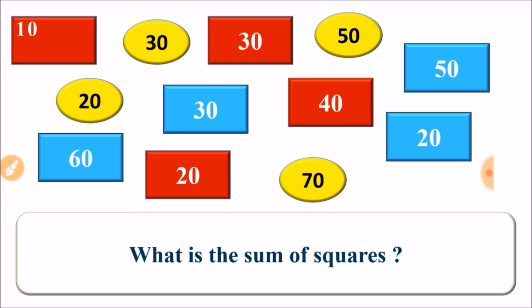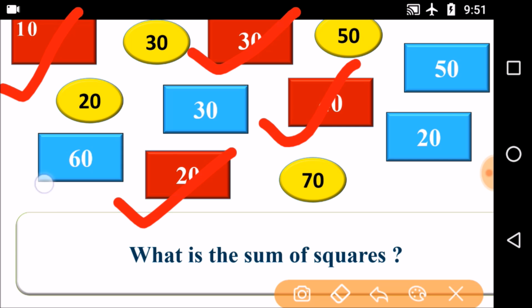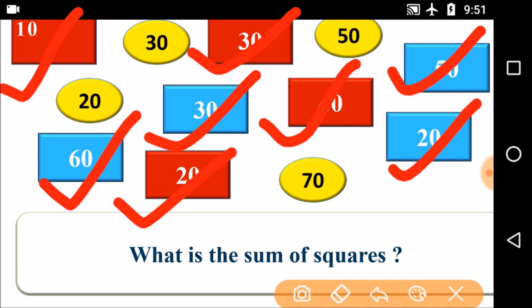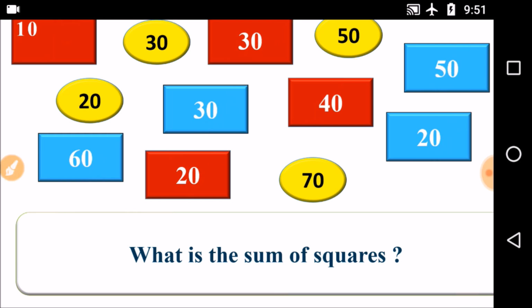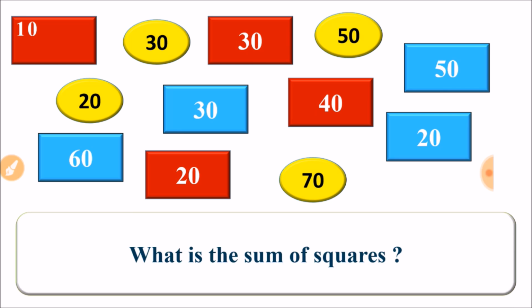How can you find your answers? You have to add all the square boxes, red in color and also blue in color. So you have to add 10 plus 30 plus 20 plus 40 plus 60 plus 30 plus 50 plus 20. Add all those numbers and find the answer for this question. In this question, they mention only squares, no specific color. That's why you have to sum all the squares, and we are not taking the oval shapes into consideration. So I think you are very clear about the sum or addition type questions.